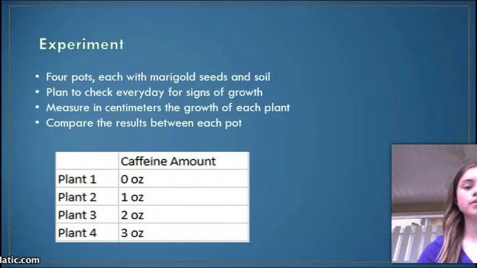To begin my experiment, I set up 4 pots filled with soil. As shown in the table, plant 1 was given no caffeine, plant 2 was given 1 ounce, plant 3 received 2 ounces, and plant 4 was given 3 ounces of caffeine. I plan to give the pots 15 milliliters of water a week and record when each plant began growing. I would measure the stems in centimeters and compare them throughout the experiment. After 20 days, I would note the final measurements of each plant.